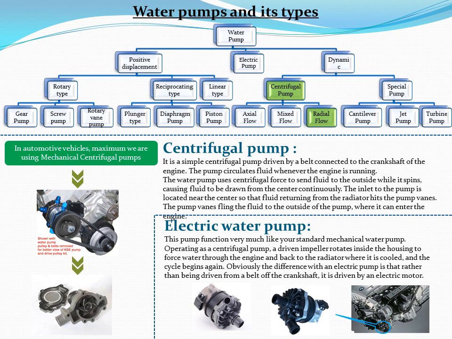Now moving to the centrifugal pump. It is a simple centrifugal pump driven by a belt connected to the crankshaft of the engine. The pump circulates fluid whenever the engine is running. The water pump uses centrifugal force to send fluid to the outside while it spins, causing fluid to be drawn from the center continuously.